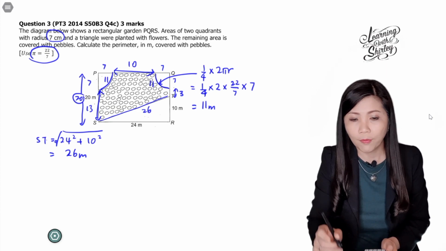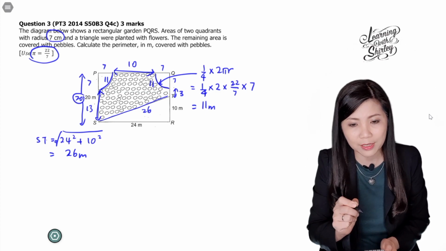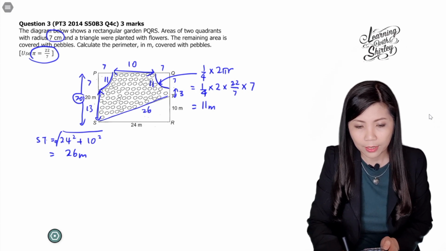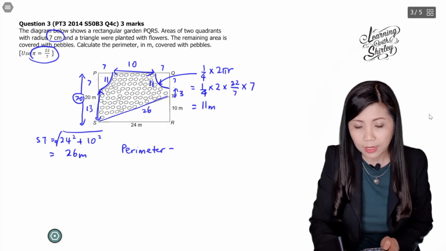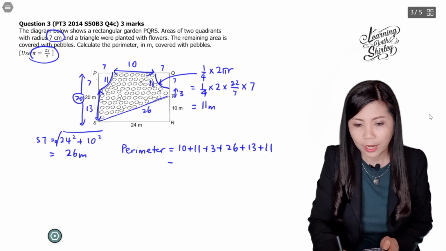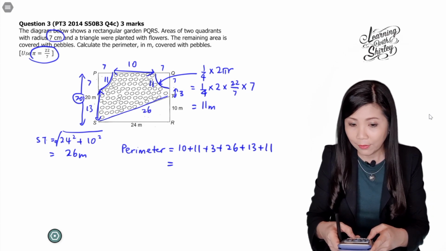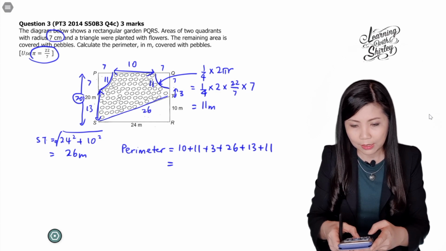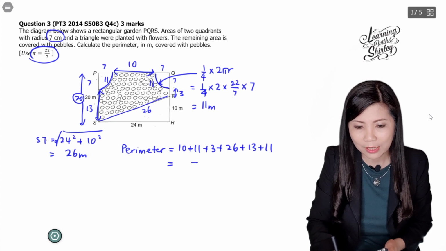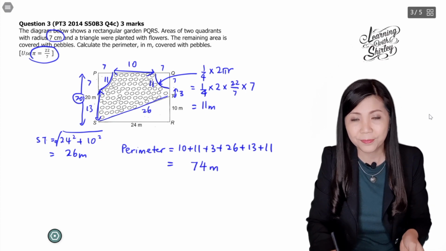Okay, so now we have all the sides already. We can calculate the perimeter in meters covered with pebbles. I'm going to add them up. So perimeter equals 10 plus 11 plus 3 plus 26 plus 13 plus 11. Let's add them up. We get 74. So this is the answer, 74 meters.